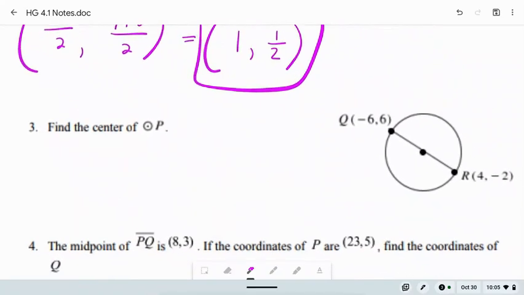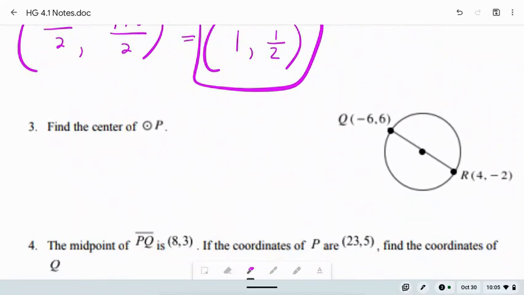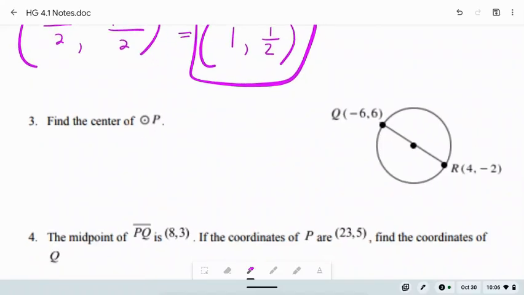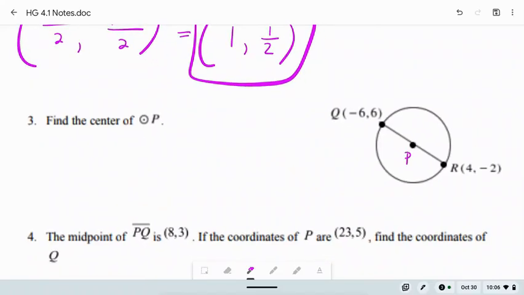Now, sometimes the examples aren't going to be as straightforward. They're not going to say find the midpoint. You just have to be able to recognize when to use the midpoint formula. So for example, in example 3, it says find the center of the circle, P, and P is supposed to be that point in the middle there.